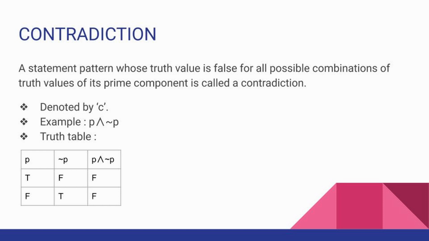Here also we are going to verify it with the help of the truth table. In the first column write P, in the second column write negation P, and in the third column write P and negation P. Since it is a single statement, we use only two possibilities, true and false. Negation of true is false and negation of false is true. Now apply conjunction over here. True and false is false, false and true is again false. Hence the given statement pattern is a contradiction.